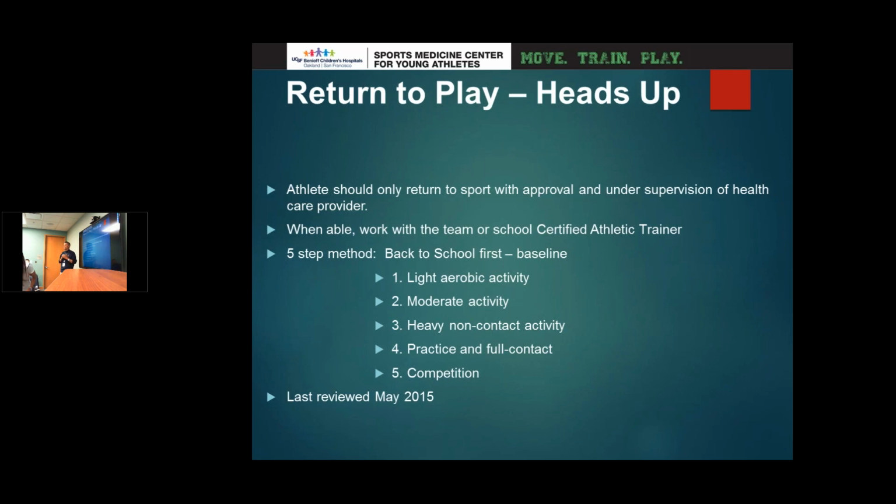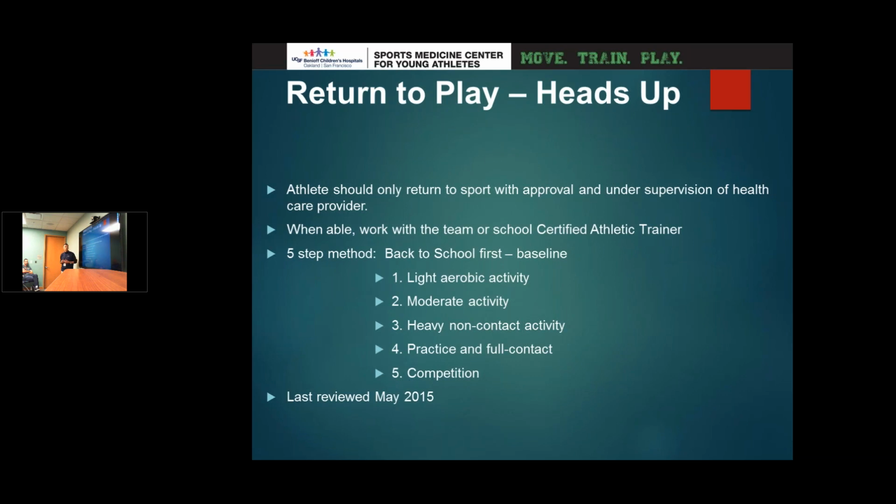And they had, again, it's full of great information. In no way am I bashing the website at all. But they had a great return to play section where they listed out exactly what their recommendations are. The first one: athletes should only return to sport with approval and under supervision of the healthcare provider. So it says they've been diagnosed, they know they have a concussion. What's the next step? So that was one of the recommendations.